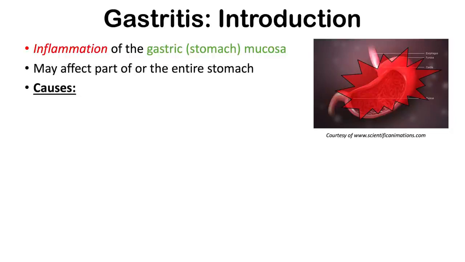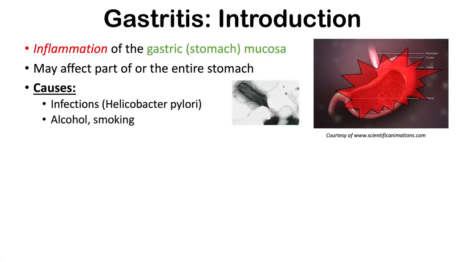There are a variety of causes of gastritis. Again, if you want more information on the causes, please check out my full lesson on this topic. But some of the causes that can lead to gastritis include infections. So an infection with the bacteria Helicobacter pylori can lead to inflammation of the stomach. This would be considered H. pylori gastritis. Alcohol and smoking can also lead to gastritis as well.